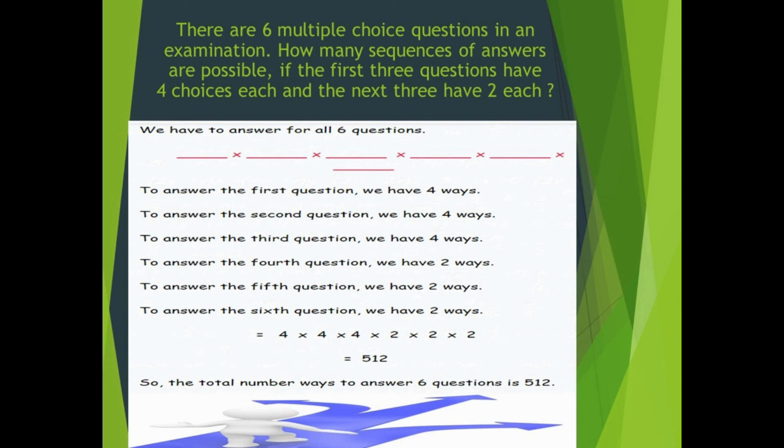To answer the fourth question, we have 2 ways. To answer the fifth question, we have 2 ways as well. To answer the sixth question, we have 2 ways. So we have 4, 4, 4, 2, 2, 2. How are we going to get the total number of ways to answer the 6 questions? That will be 4 times 4 times 4 times 2 times 2 times 2. Lahat ng number of ways, i-multiply lang natin. So, we can get 512. Therefore, the total number of ways to answer 6 questions is 512 ways. Yun ang final answer natin.